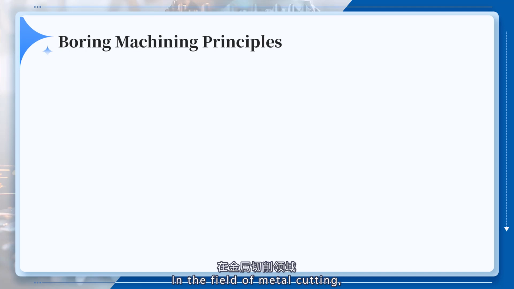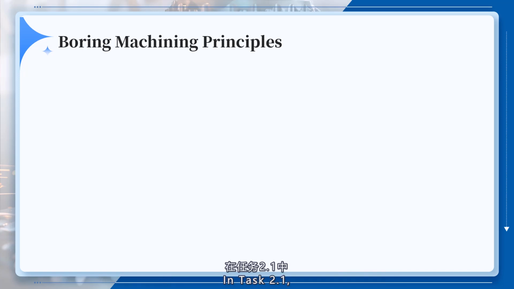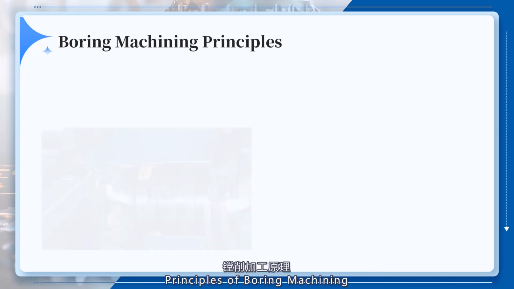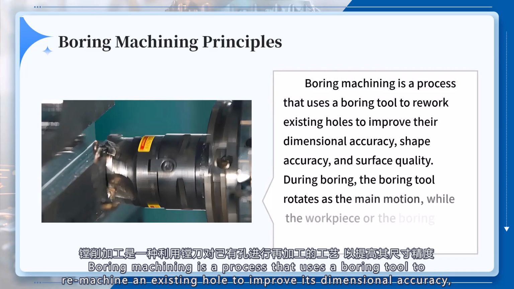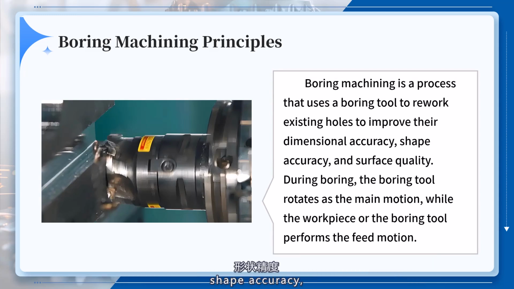In the field of metal cutting, boring is a very important machining method. In Task 2.1, we will focus on learning the principles of boring machining and boring tools. Principles of boring machining. Boring machining is a process that uses a boring tool to remachine an existing hole to improve its dimensional accuracy, shape accuracy, and surface quality.